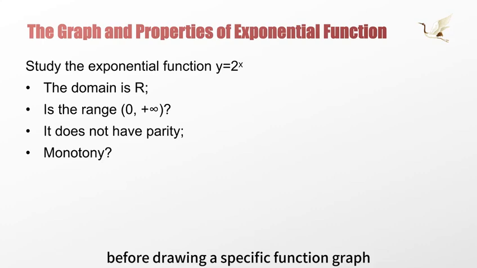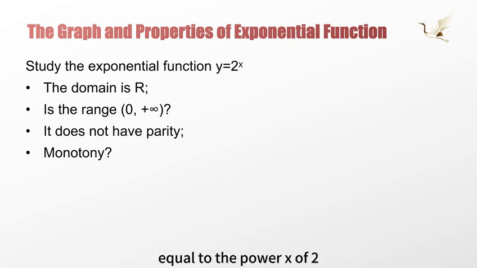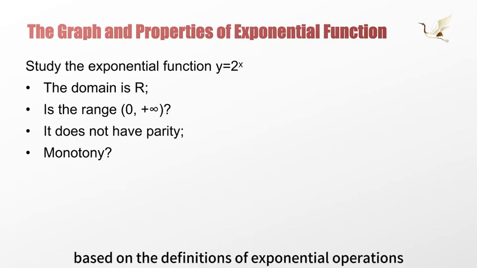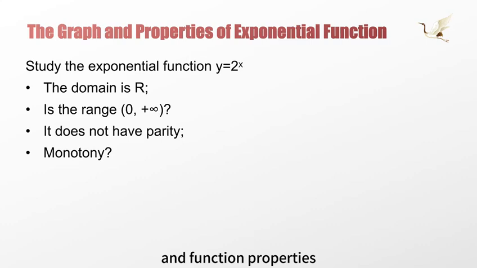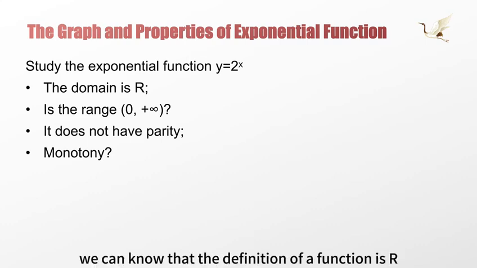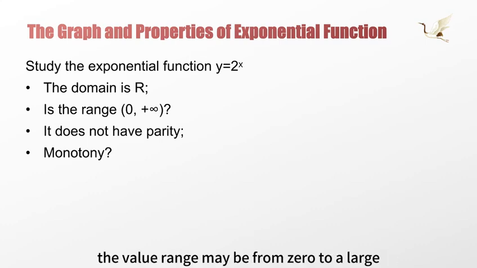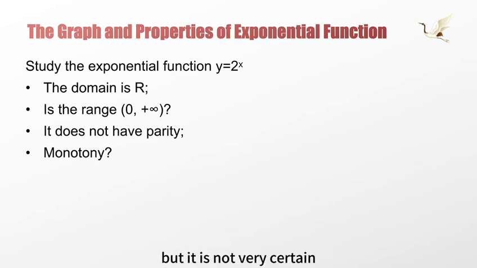Before drawing a specific function graph, please analyze our preliminary understanding of the graph and properties of the function y equals 2 to the power x, based on the definitions of exponential operations and function properties. Please talk about your gains. Some students say that from the concept of exponential functions, we know that the domain of the function is R. Very good, but what about the range of values? The range may be from 0 to positive infinity, an open range, but it is not very certain. What can you be certain of?